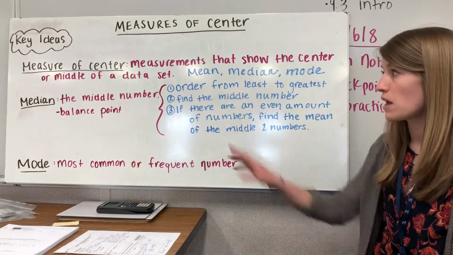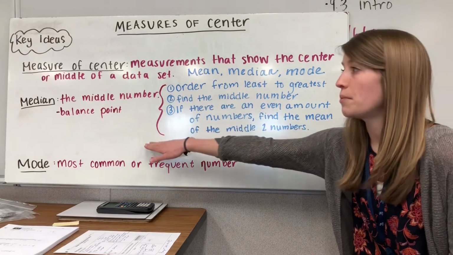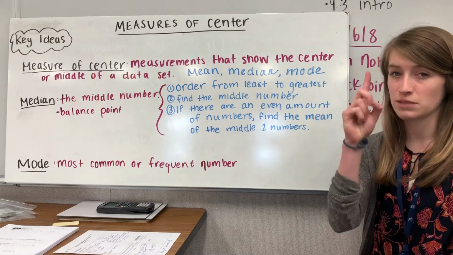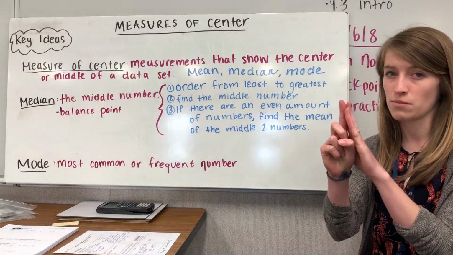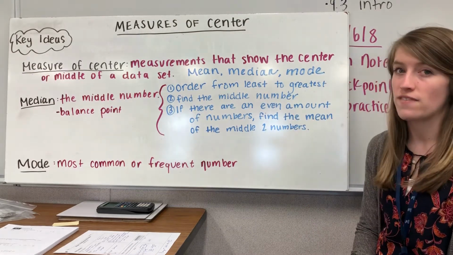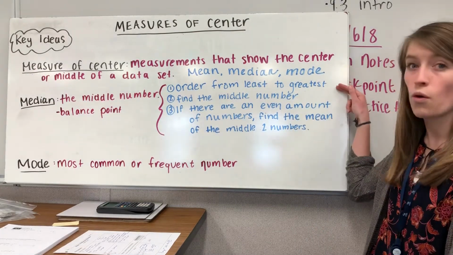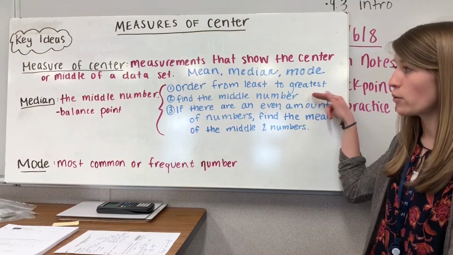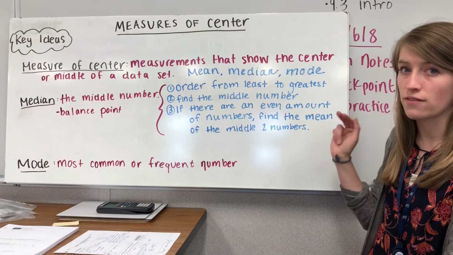Mean, we already talked about how we find the average. The median is the middle number, or the balance point. So it's the point where there are the same number of numbers on both sides of that point. In order to find the median, we first need to order from the least to the greatest. Then we need to find the middle number of our data set.